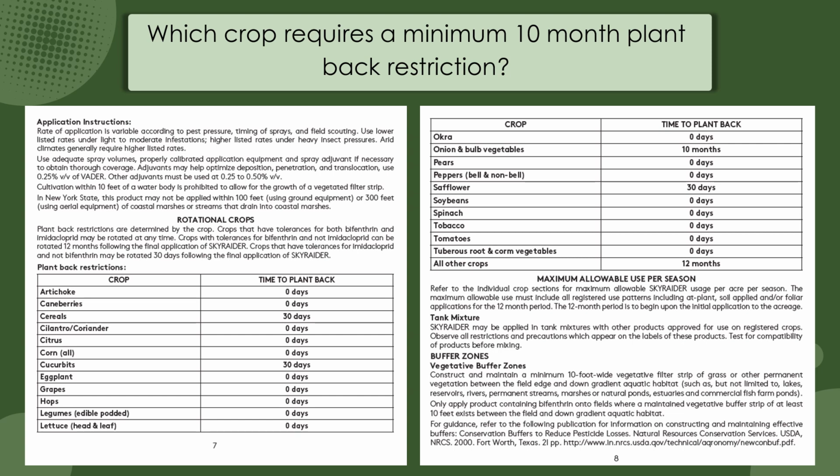So looking at that label here, which crop requires a minimum 10-month plant back restriction? Oh, there it is. You can find it, it's pretty easy. We're looking under the onion and bulb vegetables, and the plant back is 10 months.